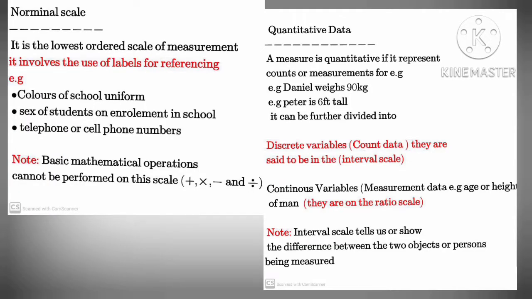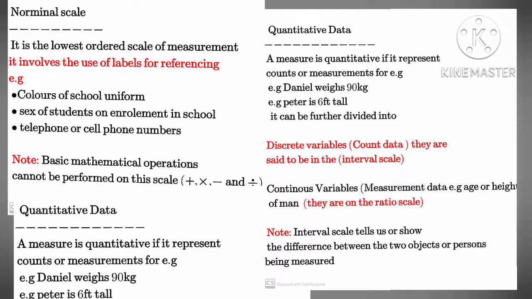They are those variables that can easily be counted. So let's say the number of students in a classroom. Let's say there are 50 students. Those ones are discrete. While continuous are those ones that are continuous in nature. That is, let's say the height of man. The height of man is a continuous variable.